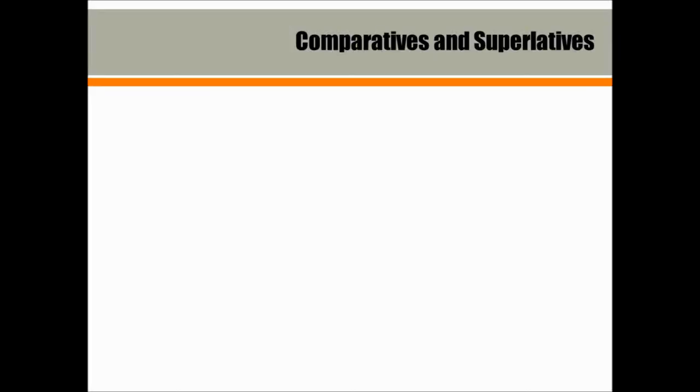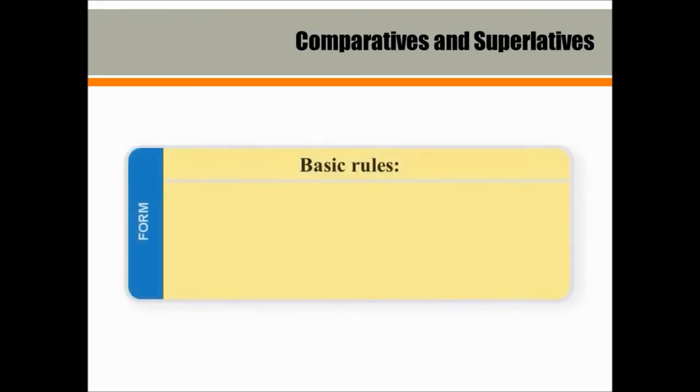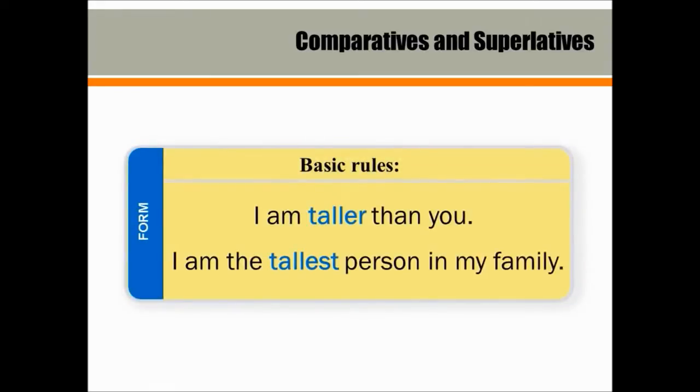We've looked at this before, but these are some more advanced points. Look at these two sentences. I am taller than you. I am the tallest person in my family. We already know the basic rules of comparatives and superlatives. If not, check out my other video on the subject.